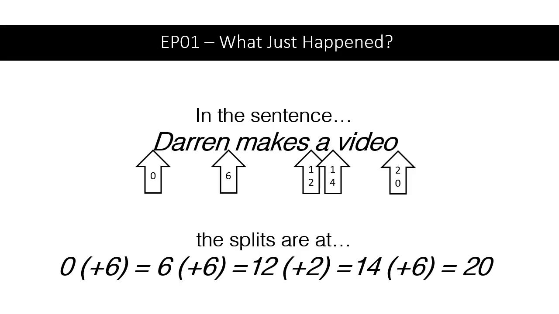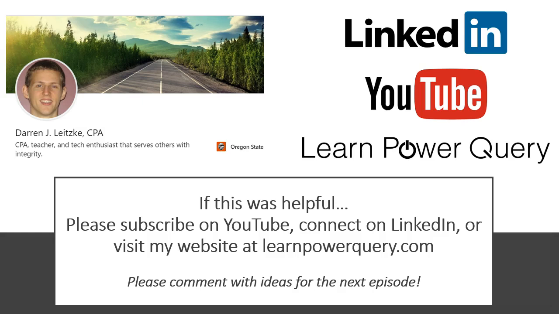So you can kind of think of yourself like a computer where it's counting. It starts at 0 and then it counts the characters. 1, 2, 3, 4, 5, 6, 7, 8, 9, 10, 11, 12, right? All the way to 20. And then you're saying, hey, Mr. Computer, at 6, 12, 14, and 20, I want you to stop and then cut that part of the sentence out. Split it up. Well, that concludes episode number 1, part 1.